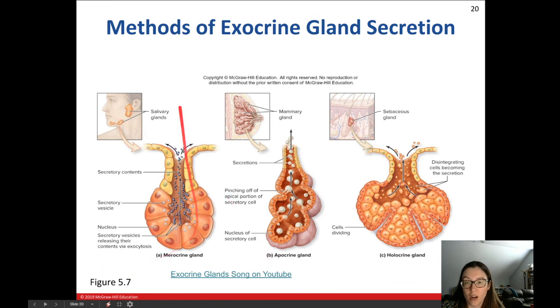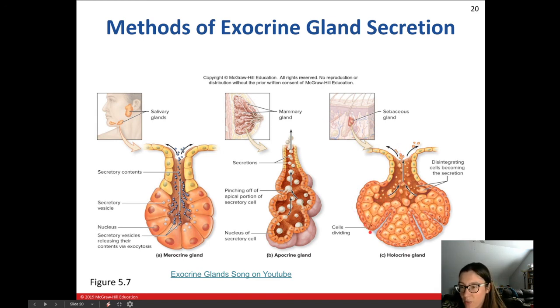So we've got our merocrine gland, right? A good example is a salivary gland. They're releasing by exocytosis. Our apocrine gland, a good example is the mammary gland as well as that ceruminous gland. And so this is going to be pinching off the apical portions of those cells, and it releases it as the breast milk. And then this last one here, this is the sebaceous gland, and we'll talk about this in our next chapter, where each of these cells kind of becomes the secretion and then ruptures and is then secreted.